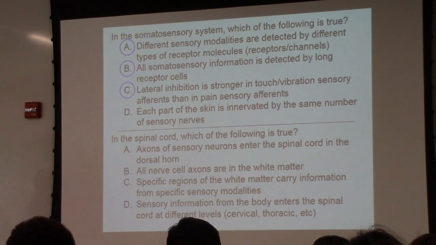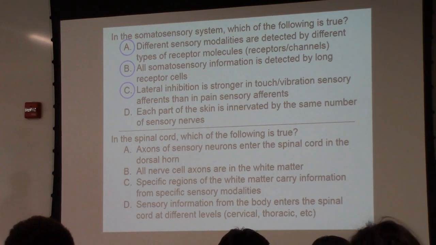Okay, in the spinal cord, which of the following is true? Let's do this one.